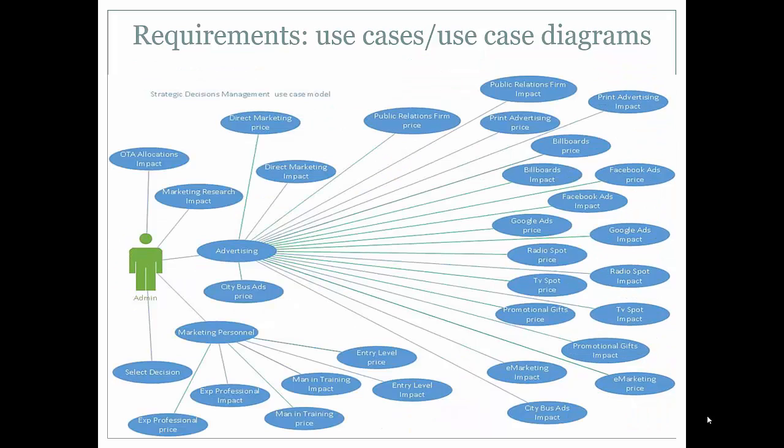Requirements, use cases, use case diagrams. Strategic decisions management. The actor here is an admin. The admin has a choice to change ADR allocations impact, marketing research impact, advertising, and marketing personnel. For each of these, they have the decision to make to change both the price and the impact on the market. Once they have selected all of these, they can commit these to the database model by selecting the button Select Decision.